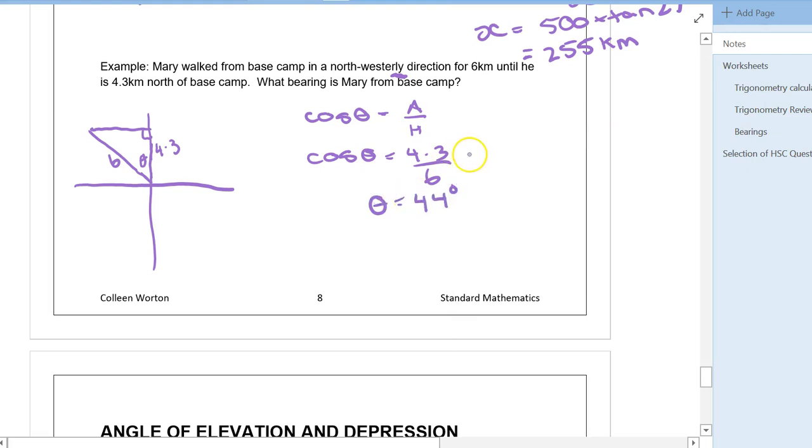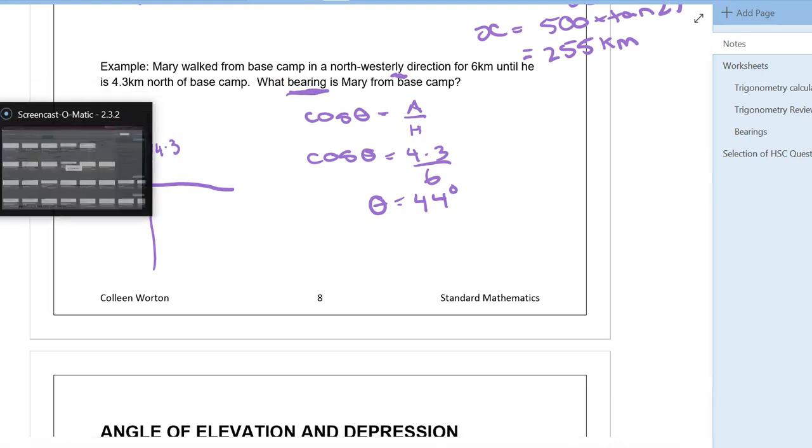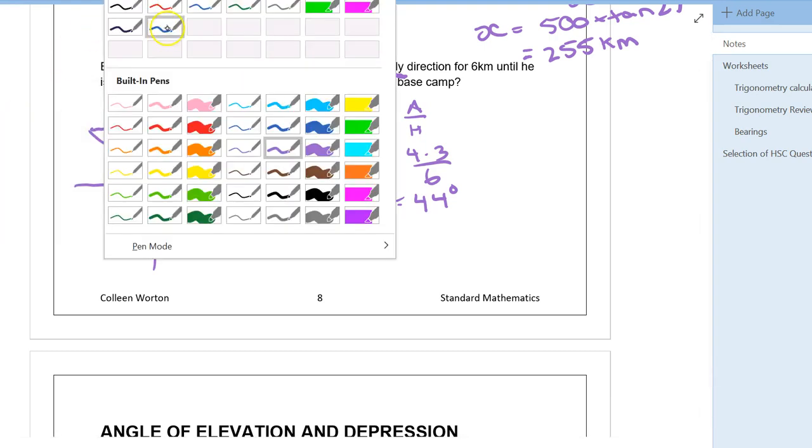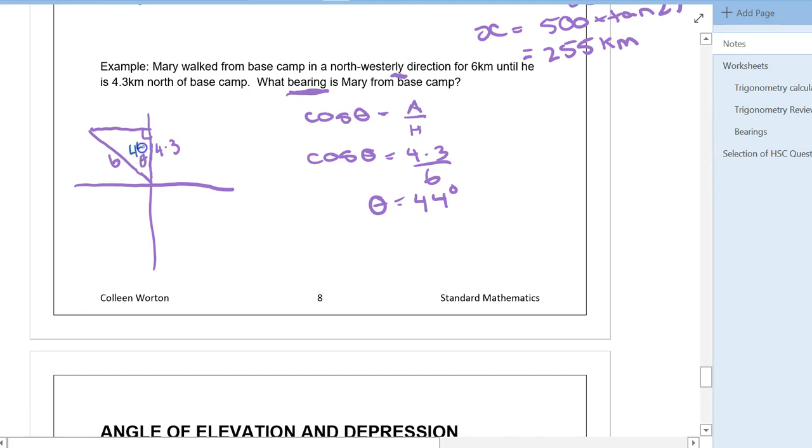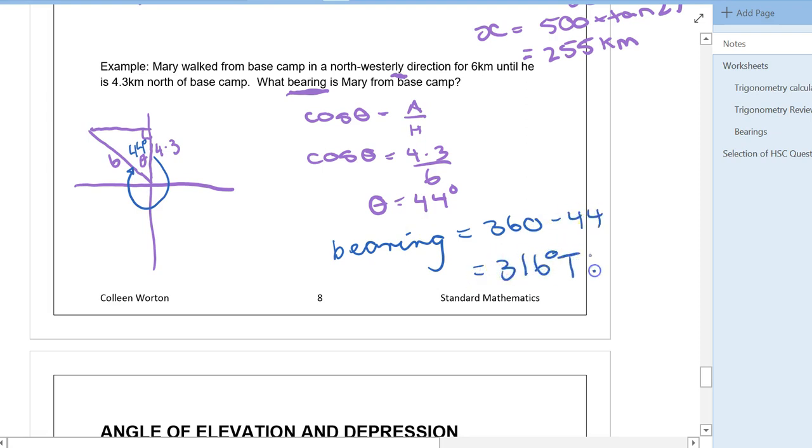I haven't finished my question because I want to know what bearing it is. So back to the first bearing questions we did. If this is 44, how far have I turned from north? So the bearing is 360 minus 44, which is 316 degrees true north. All right, they're quite complex, those, and till you get used to them, definitely a diagram will be provided.